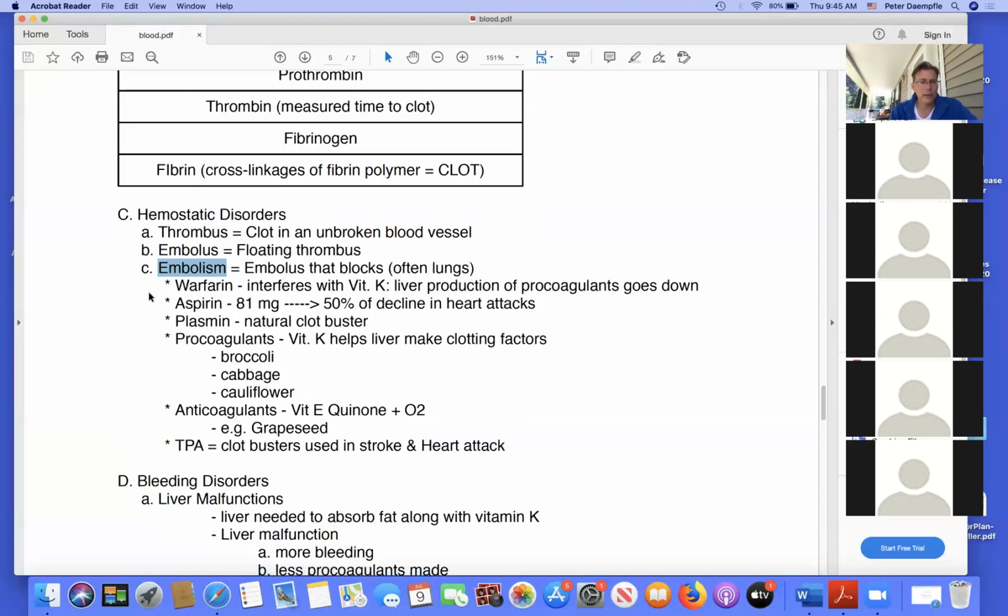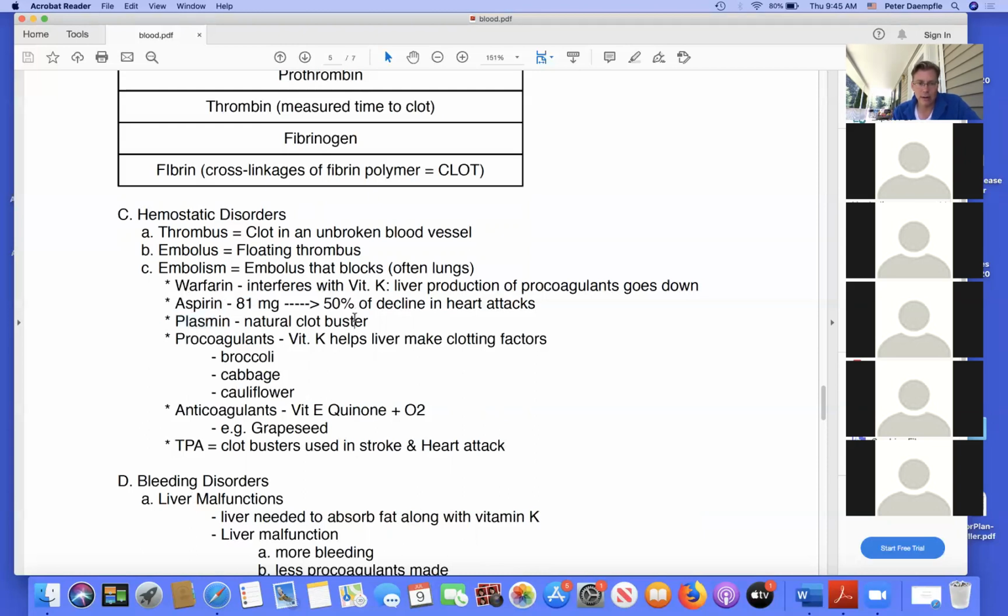So what are ways to fight clotting? Here's a bunch of different ways, okay? First of all, aspirin. 81 milligrams of aspirin is supposed to be associated with a 50% decline in heart attacks. That is what we believe. So should everyone over 50 take a baby aspirin? There's debate about that. We'll leave it at that. But it does thin the blood a little.